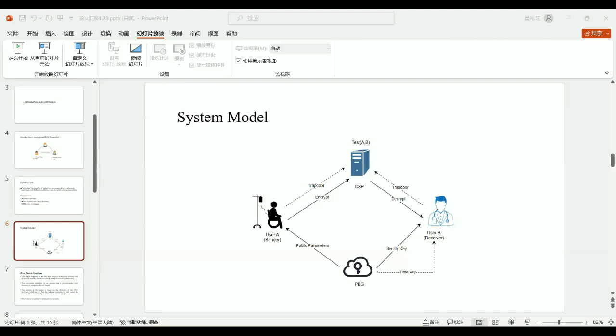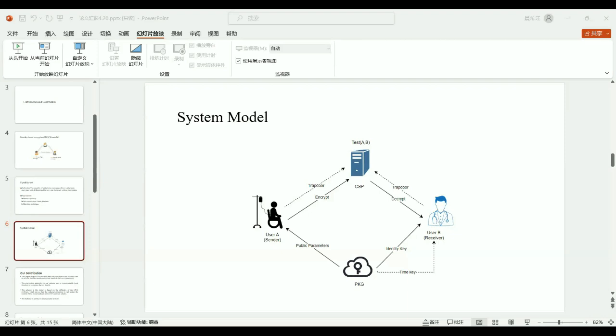The background knowledge involved in the paper is lattice. The definition of lattice is that the range of the entire grid is represented by the linear combination of a set of basis vectors. The advantages of lattice are that it is post-quantum secure and easy to implement.